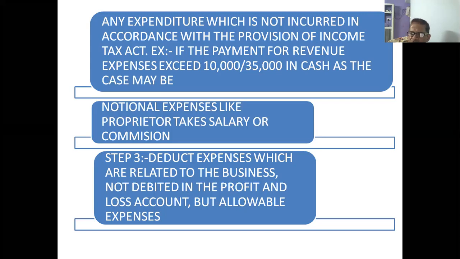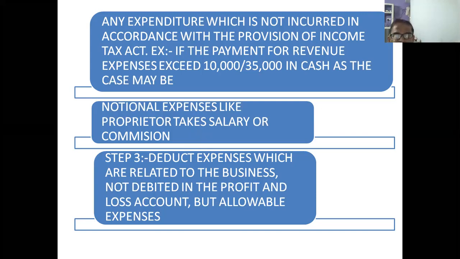Similarly, notional expenses like proprietor's salary or commission: whenever an owner is taking his own salary or his own commission, that is called a notional expense. That is also disallowed. That is not called business expenditure. Okay, these are step 2. Step 2 means those expenses which are disallowed, which are inadmissible, which cannot be admitted.